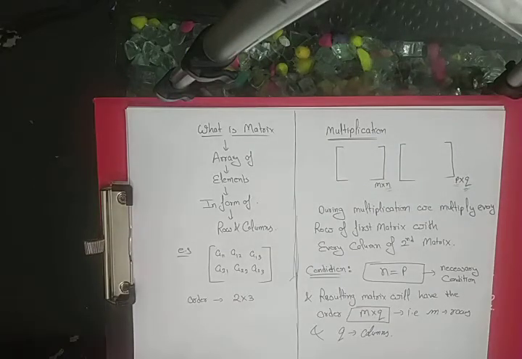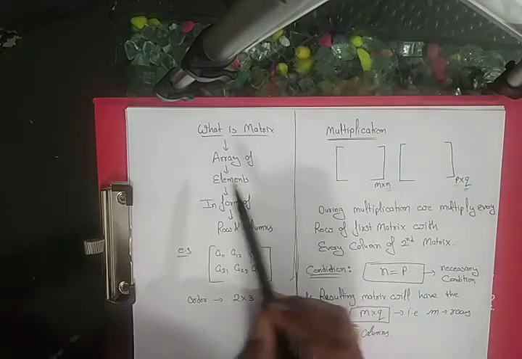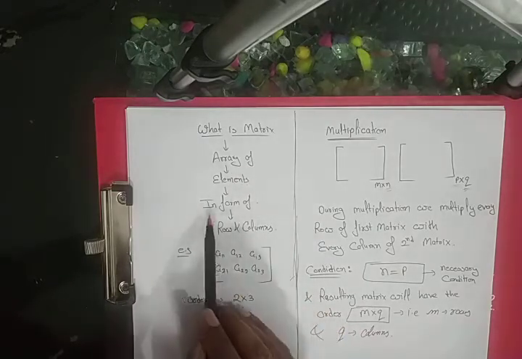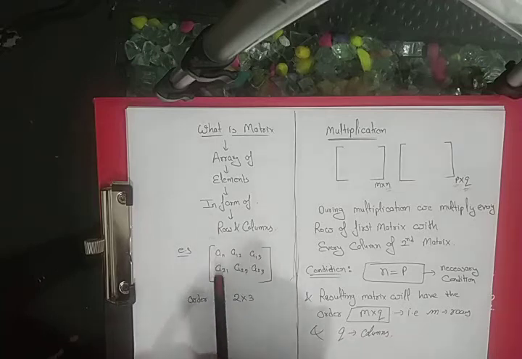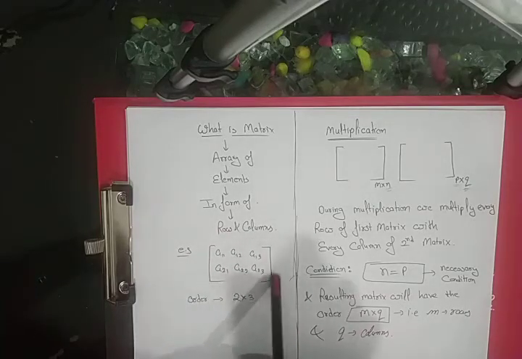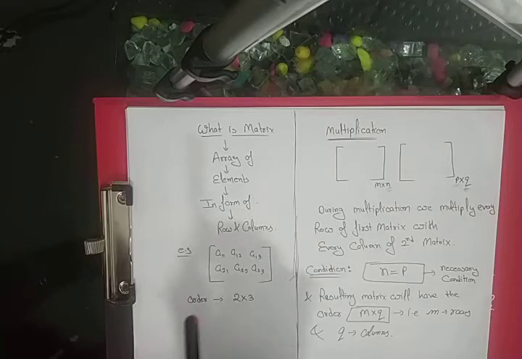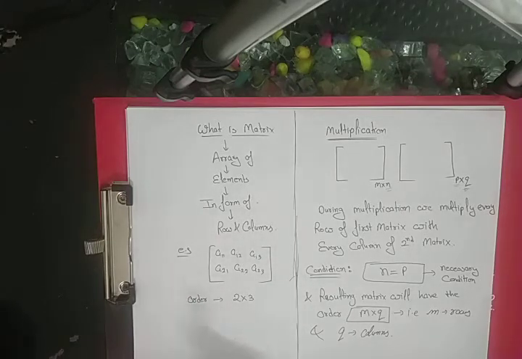So what is a matrix? A matrix is basically an array of elements in the form of rows and columns. When we write elements in the form of rows and columns, that rectangular array is known as a matrix, and every matrix has its own order, which is specified by the number of rows and the number of columns it contains. As it contains 2 rows and 3 columns, the order is 2 into 3. I think you know about this.